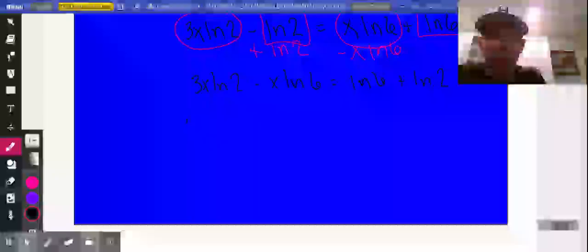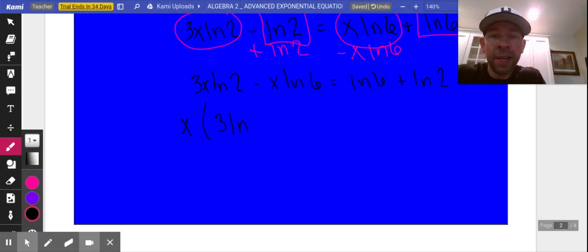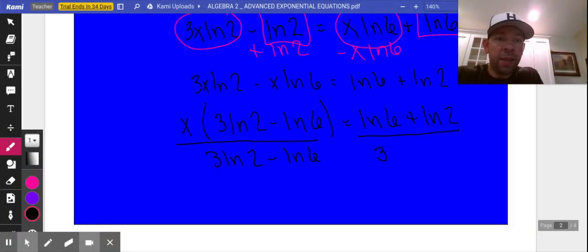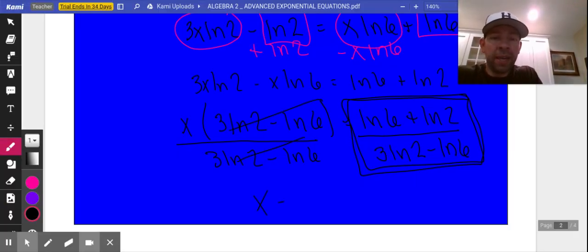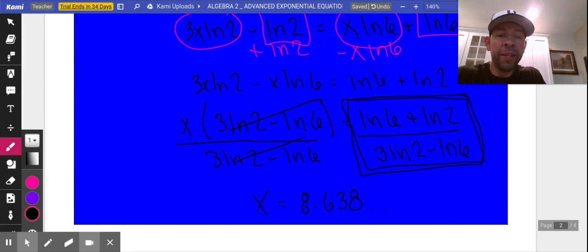We're going to factor an x out. So we've got 3 ln of 2 minus the ln of 6. And then we're just going to divide both sides by this big quantity right here. And once we do this division, we can pump this big bear into our calculator. We know those cancel. And we get x equals about 8.638 on this one.